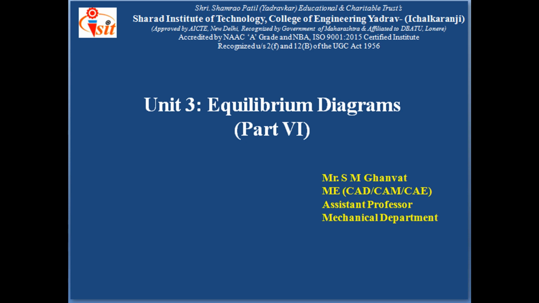We are discussing unit number 3, that is equilibrium diagrams. Now in this session we are going to discuss part 6 of equilibrium diagrams. In part 6, basically we are going to discuss the microstructural and property changes in iron carbon alloys. Also, we are going to discuss the isothermal transformation diagram, in which we are going to discuss the transformation of austenite to pearlite.